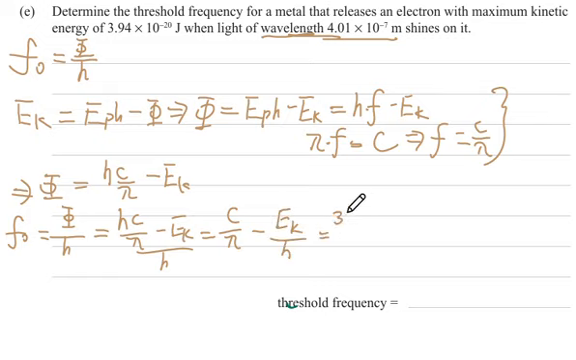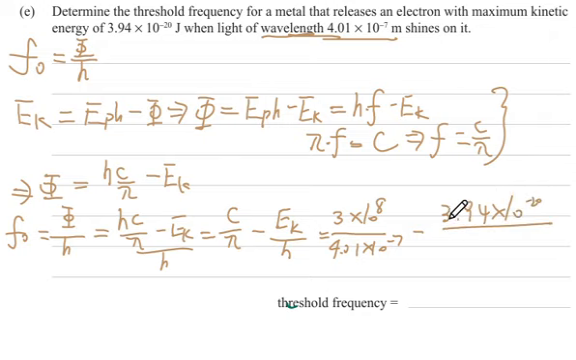So it is going to be 3 times 10 to the power of 8. Remember, c is a constant. Lambda is your 4.01 times 10 to the power of -7, minus Ek is given, 3.94 times 10 to the power of -20, over h, Planck's constant. Now let's do it on our calculator.